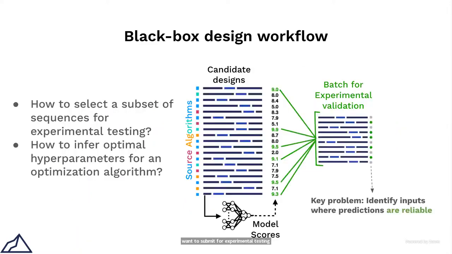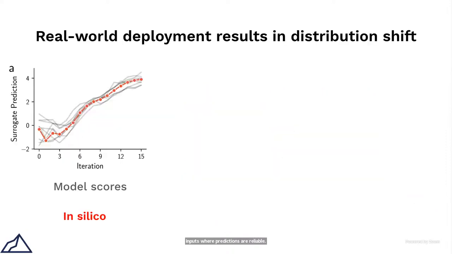Now, in an ideal world, we would just trust our regression model and our job would be done. We would just sort the list of candidate sequences from highest to lowest model scores, take the top k sequences, and submit those for testing. But we know that models are not going to be reliable in the entirety of the input space, especially when the space is high dimensional. For proteins, that's 20 to the L, where L is the length of the sequence. So we need some way to identify inputs where predictions are reliable. And that's what this talk is about.